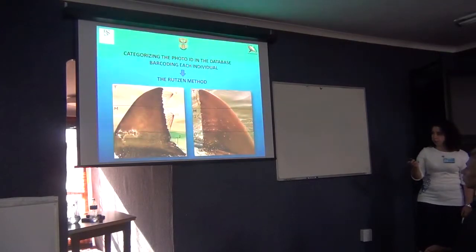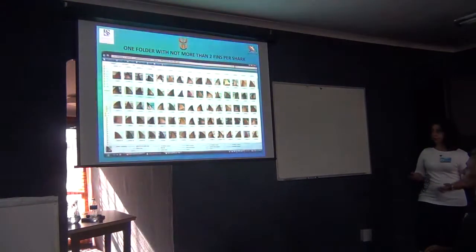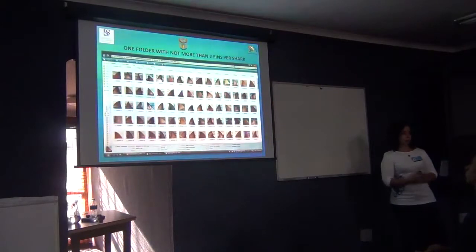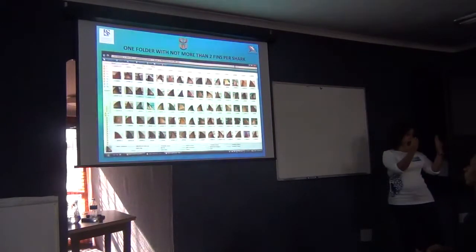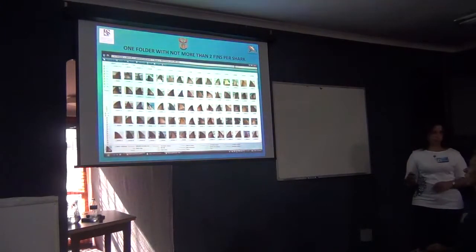So this unique shark will have a barcode, a numerical code that will identify it over time. What's the advantage of it? The moment I end up with a folder with not more than 2 sharks in the folder, not more than 2 fins, the right and left side, I can organize the database based on the pattern of the dorsal fin.